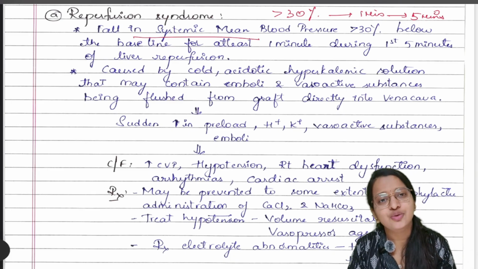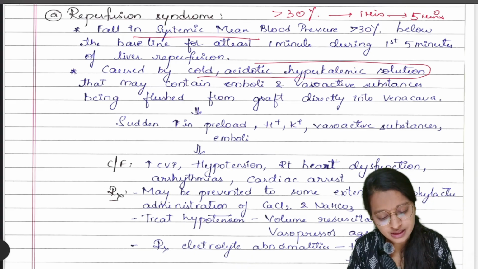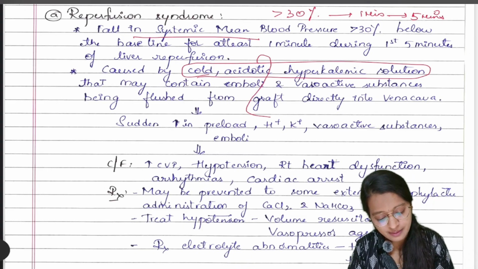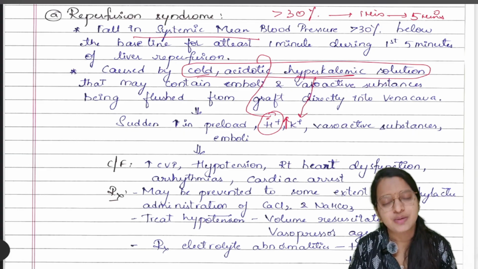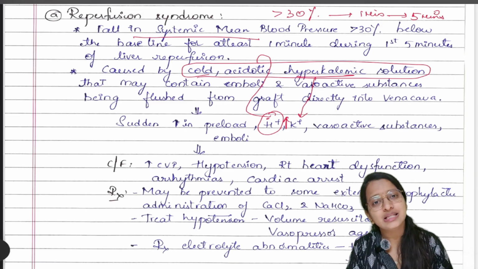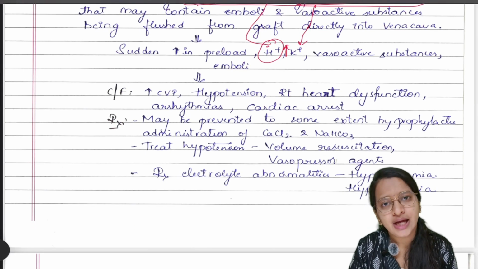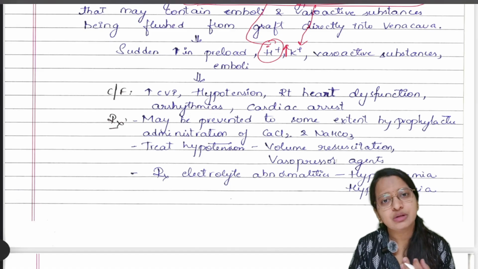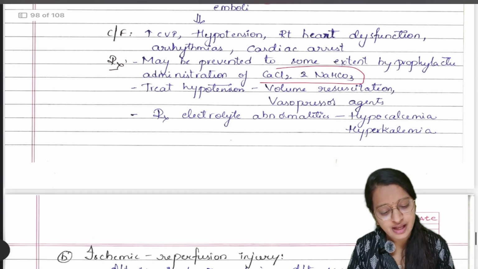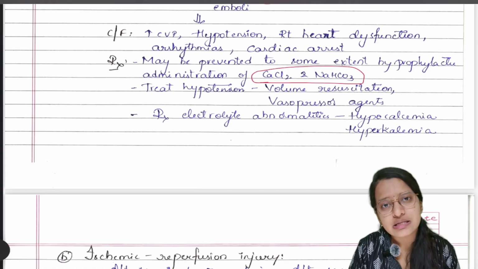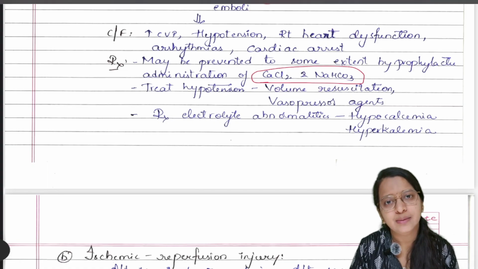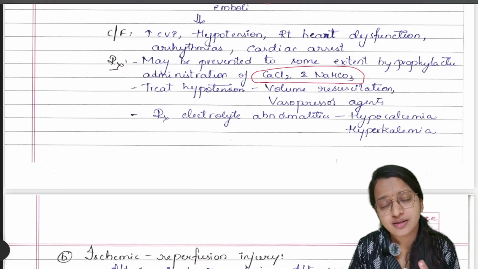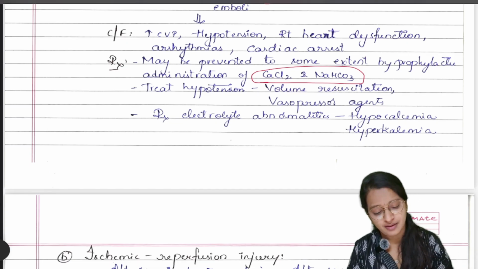Why this is occurring is due to the release of cold acidotic hyperkalemic solution. Acidotic means there will be an increase in hydrogen ions. Hyperkalemic means an increase in potassium, and vasoactive substances, right? So this will cause hypotension, right heart failure, arrhythmias and cardiac arrest. So according to these complications, we'll be treating that. So we'll be giving prophylactic calcium and soda bicarb and fluid resuscitation and vasopressor agents to maintain the blood pressure, and we have to correct electrolyte abnormalities including hyperkalemia, that is increase in potassium, and hypocalcemia.